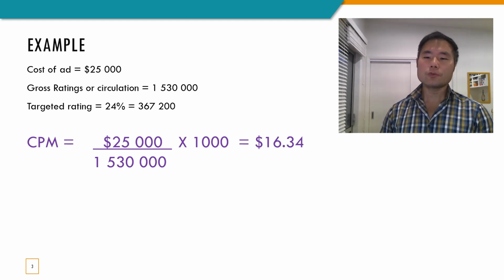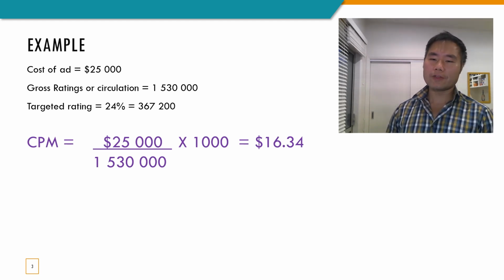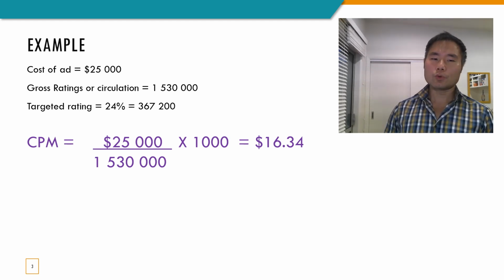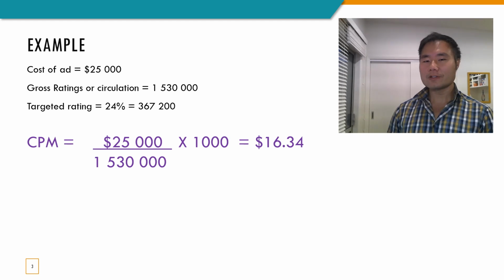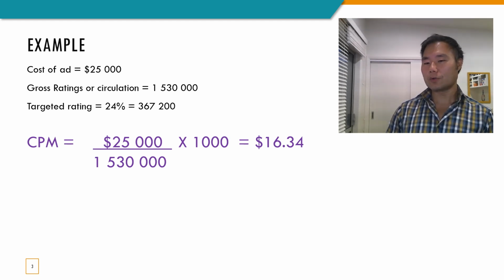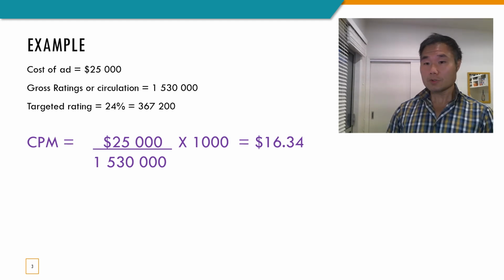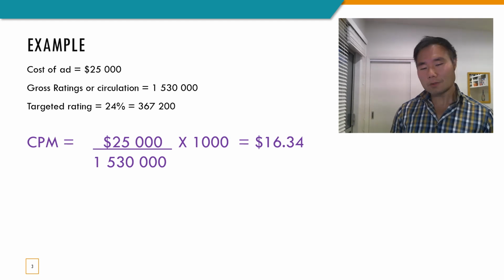So if we put this through the normal calculation per thousand, so that's cost per thousand, CPM, we've got $25,000, which is the cost of placing the ad in that magazine, divided by the gross ratings or the circulation of the entire magazine times 1,000. That gives you a cost per thousand of $16.34, right? So $16.34 to reach 1,000 people, which is pretty good, right? For 16 bucks, you can reach 1,000 people.